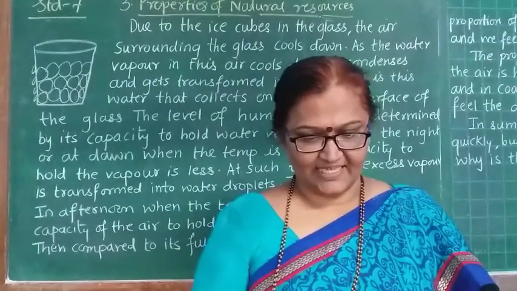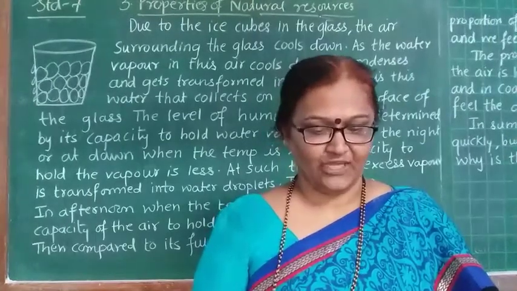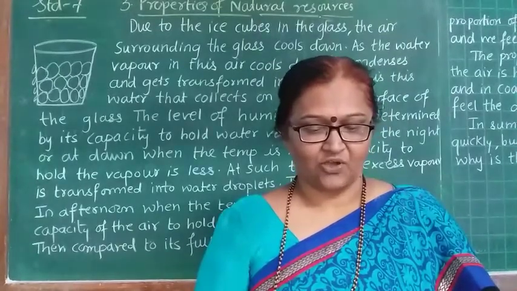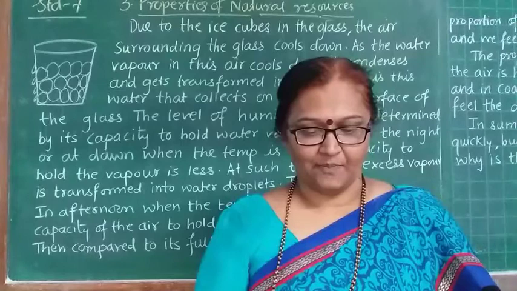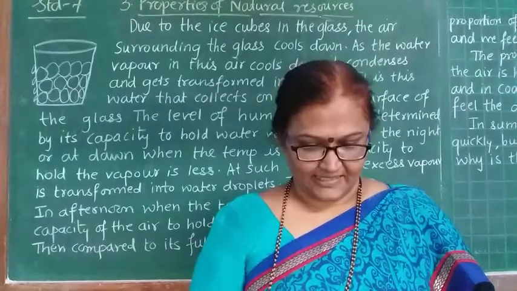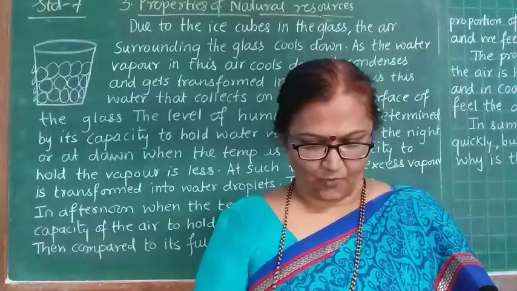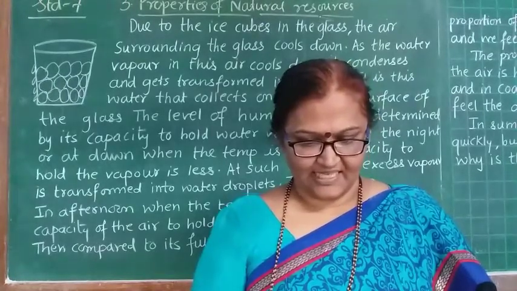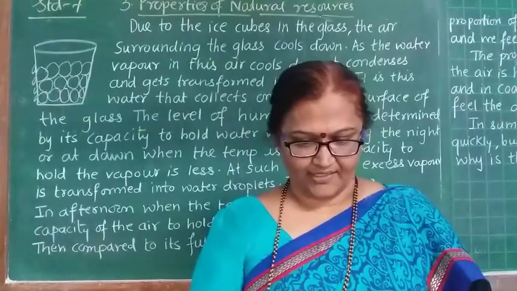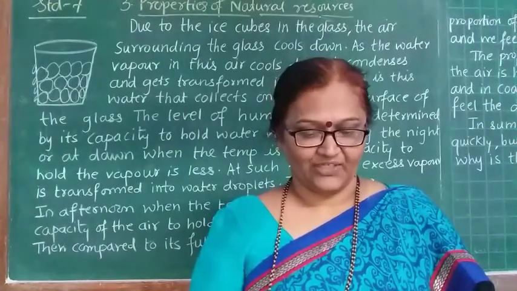Take ice cubes in a glass up to 3/4 of its height. What you have to do? You have to take ice cubes in a glass up to 3/4 of its height. Now observe what happens. How did the water droplets appear on the outside of the glass? Due to the ice cubes in the glass, the air surrounding the glass cools down. As the water vapor in this air cools down, it condenses and gets transformed into water. It is this water that collects on the outer surface of the glass.